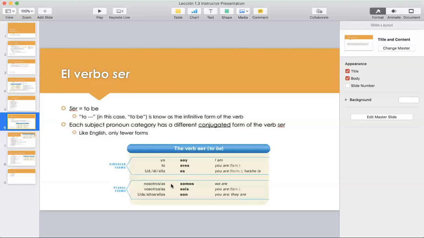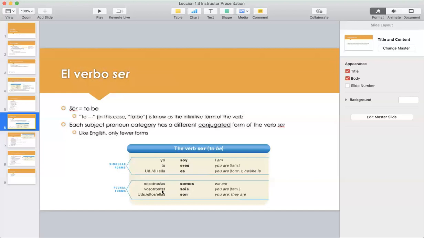Then let's keep on going. We have nosotros or nosotras somos, we are. So if we say somos by itself, it still means we are. So how is that possible? Because look at this. No one else is using somos. So somos, nosotros, they're like the rightful owners. Can we say nosotros somos, like we are students? Nosotros somos estudiantes? Yes. But if we say somos estudiantes, someone will still understand that you're talking about yourself and others.